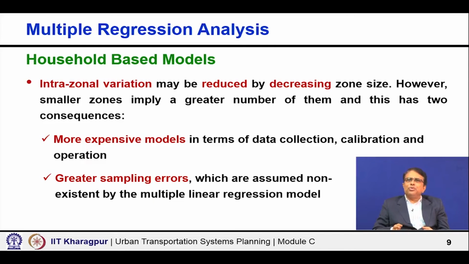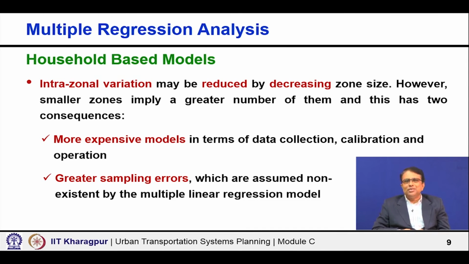So, if I am going for a smaller number of zones, then my interzonal variation is increasing. So what does it say? Go for smaller zones, and obviously, for the same area, if you are trying to make zones smaller, that means you are actually going for more zones, and that will definitely help you to increase your interzonal variance and reduce intrazonal variance. But then there are certain implications.